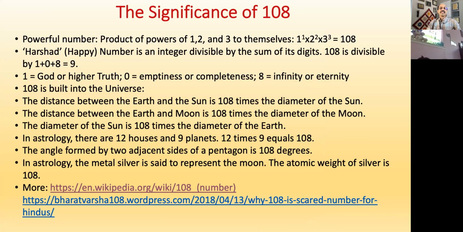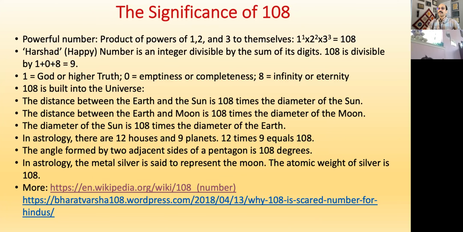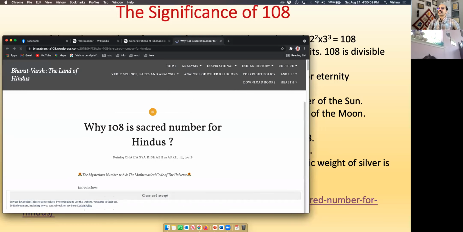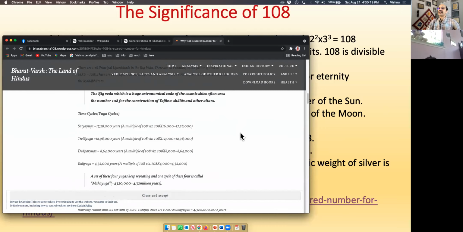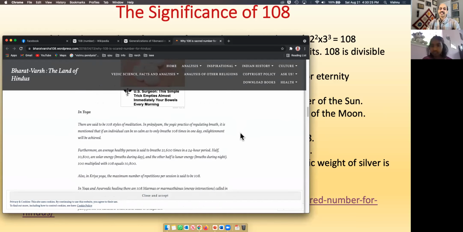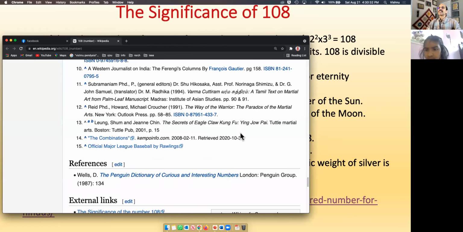So that is an important thing. And there's a lot more. There are many websites describing the significance of 108. If you look at this website, dharmic practice, why 108 is in the yogas, in the Sanskrit language, everywhere 108 is very actively used. So 108 is a significant number, which was highlighted in the Vedas before anyone else highlighted it.